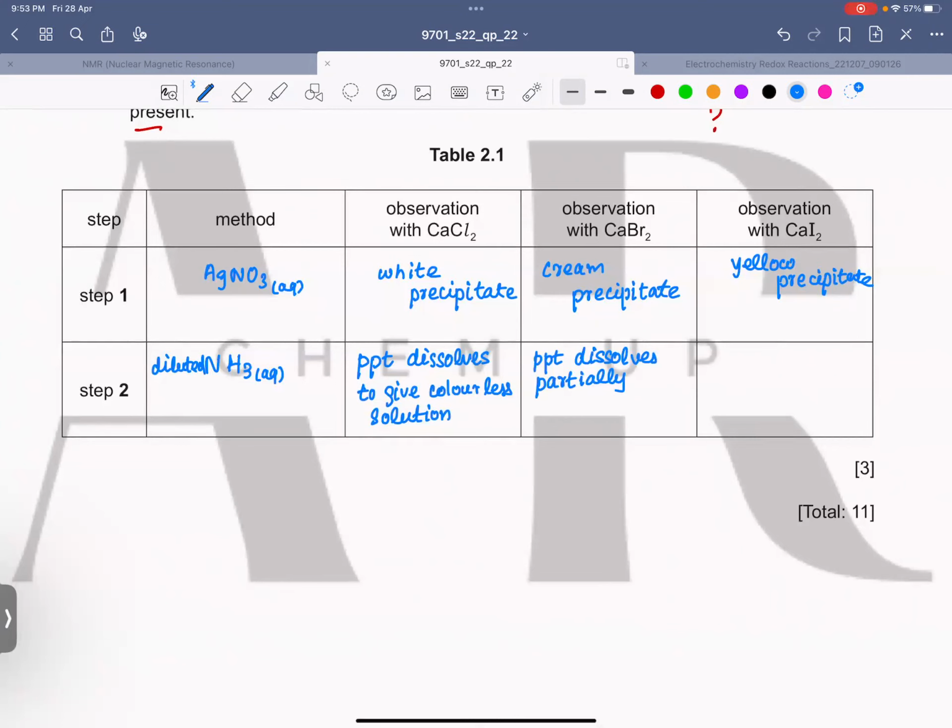Okay. So your observations are from your group notes. It's in group 7, group 17. Okay, correct. And in the case of iodide, the yellow precipitate remains insoluble.